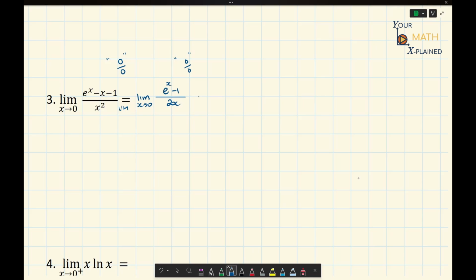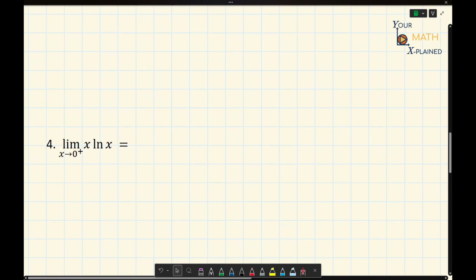And that is okay, because all we need to do is apply L'Hopital's rule again. So if we do that, we get this is the limit as x approaches 0 of, now if we take the derivative of our numerator, we get e to the x. And if we take the derivative of the denominator, we get 2. And now we no longer have an indeterminate form, because if we substitute in 0, we get e to the 0 is equal to 1. And our denominator is 2, so therefore our final answer here is 1/2.